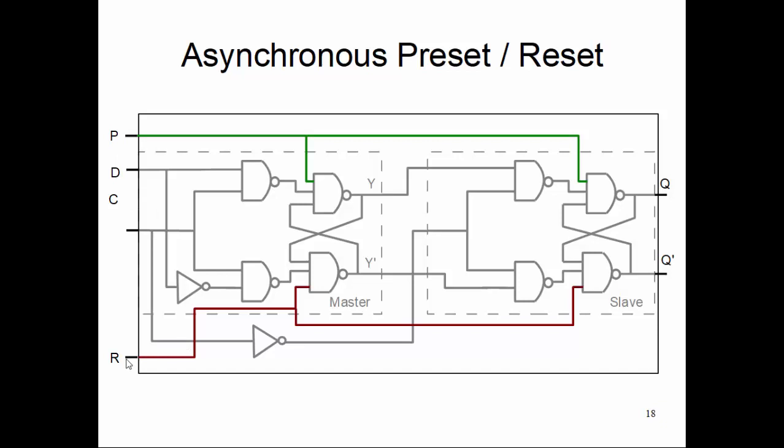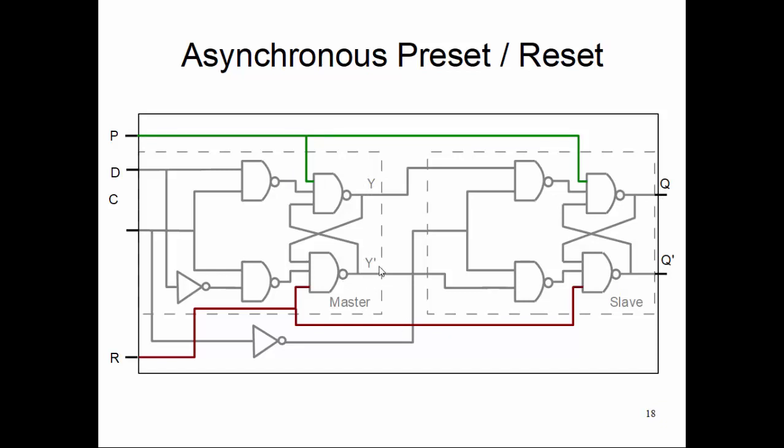P0 R1, P1 R0. And if I put a P as 0, R as 1, then what happens? P will push the Y to 1 and Q to 1, and Y bar will become, since the R is 1, Y bar will become 0, and Q bar will become 0. So we deterministically set the value of the Q bar and also internal Y and Y bar by setting P equals 1, R equals 0, or P equals 0, R equals 1.